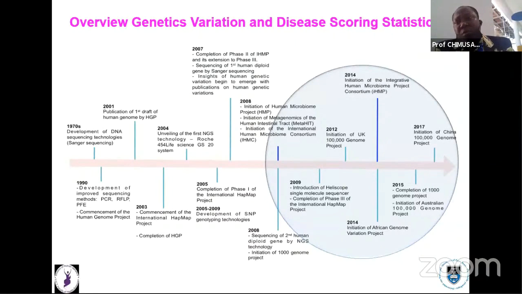And that was with the purpose of understanding the variation and the origin of the human species. And there has been a lot of progress over the years until now: UK 100,000 Genomes and other initiatives in China, in Australia, in the US. Yet Africa still does not have a big consortium of big-data genomics to understand human variation, so that health care can progress in Africa.